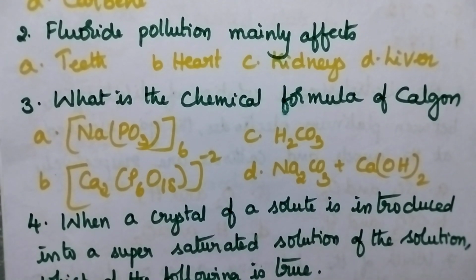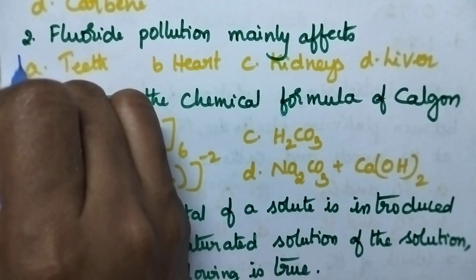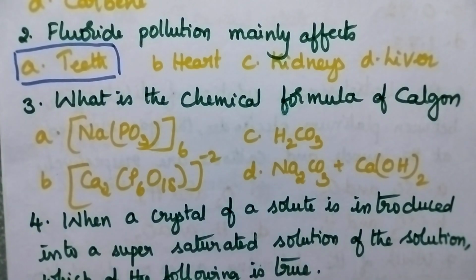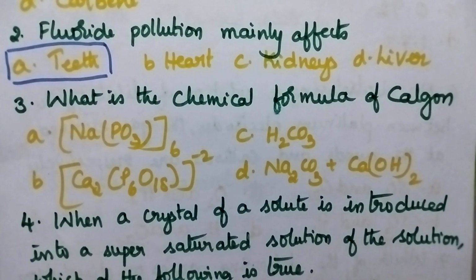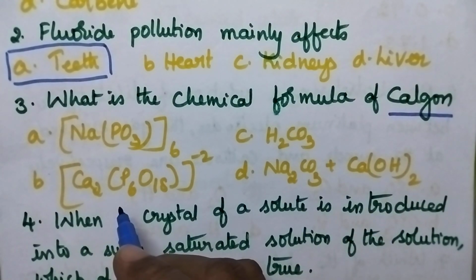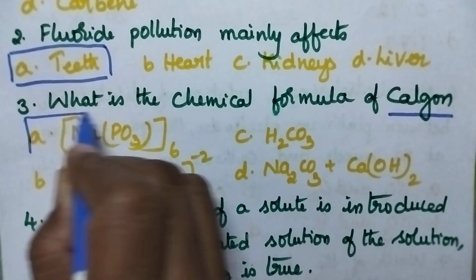Fluoride pollution mainly affects what? Fluoride mainly affects the teeth. So, the right option is A. What is the chemical formula of Calgon? Calgon can be called sodium hexametaphosphate. So, option A is the right answer.